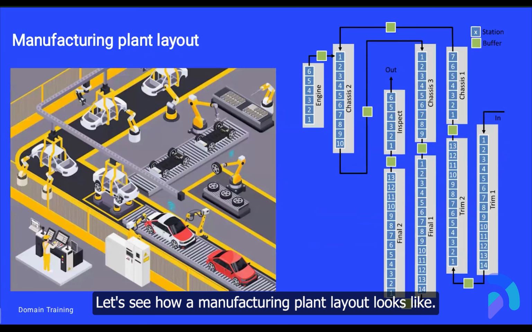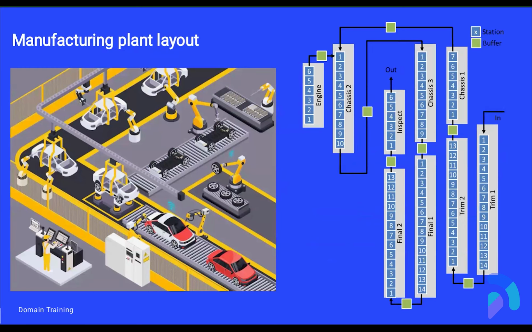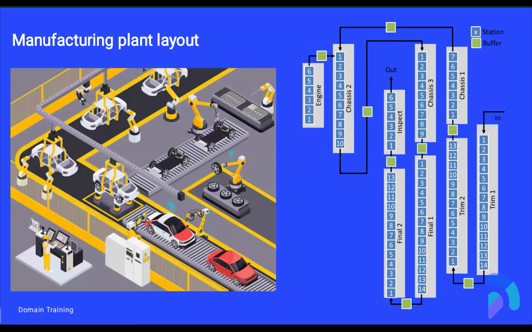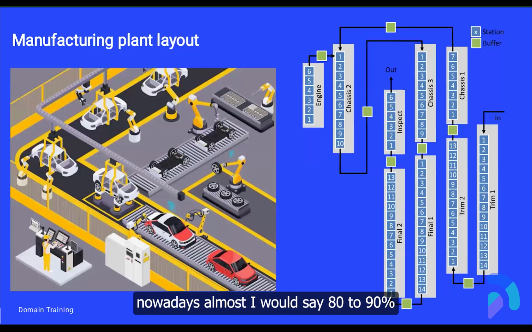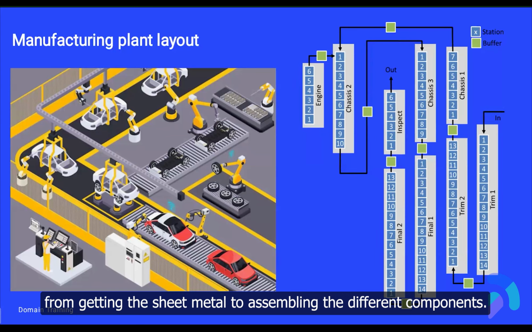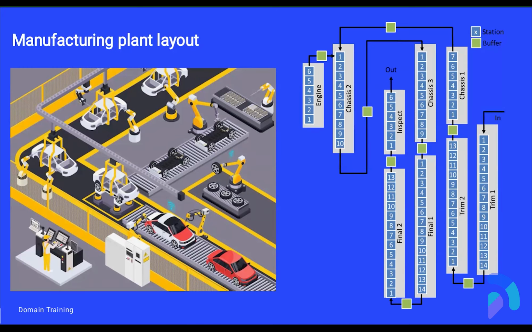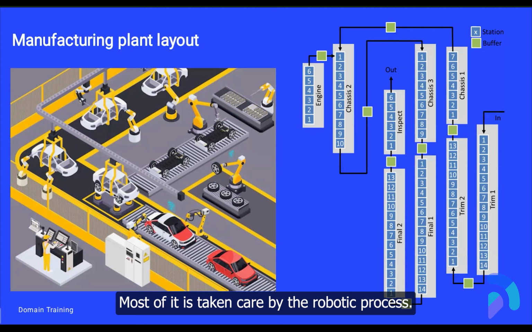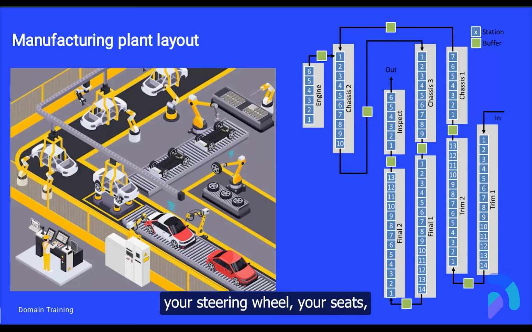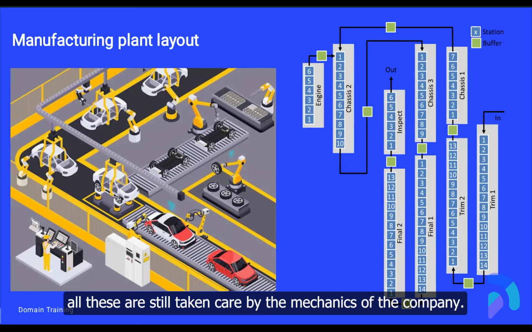Let's see how a manufacturing plant layout looks like. There's a very simplified, dialed down plant layout. On the left, you see different robots. Nowadays, I would say 80 to 90% of the car manufacturing is being taken over by robotics in the plant, right from getting the sheet metal to assembling the different components. Most of it is taken care of by the robotic process, but the important components like connecting your electrical systems, your steering wheel, your seats, all these are still taken care of by the mechanics of the company.